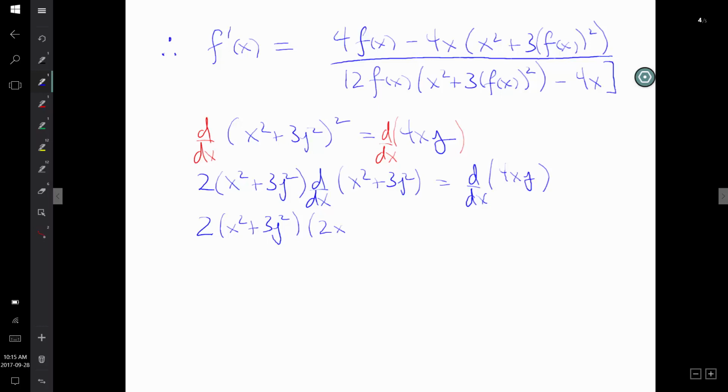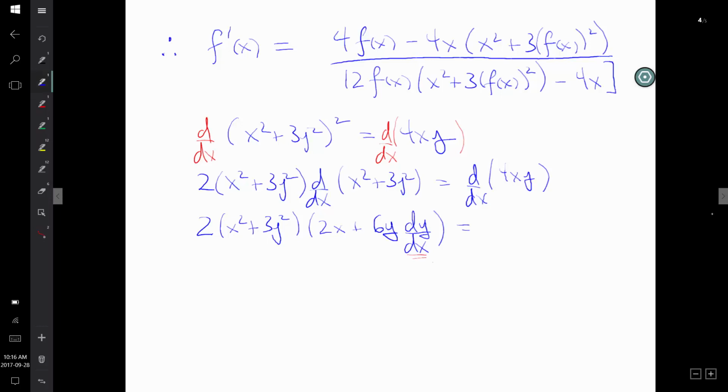Now, the derivative of 3y squared should be 6y, right? But remember that we're thinking of y as a function of x, and we're taking the derivative not with respect to y, but with respect to x. So that f prime, that's a dy dx. So every time we take the derivative of something involving y, we need to throw in this dy dx term. Okay.